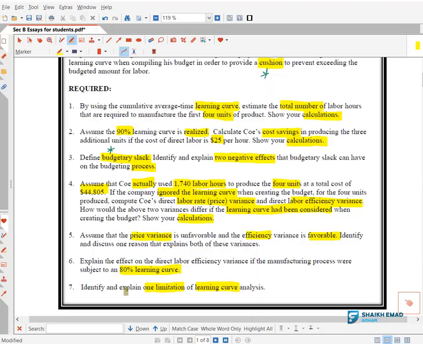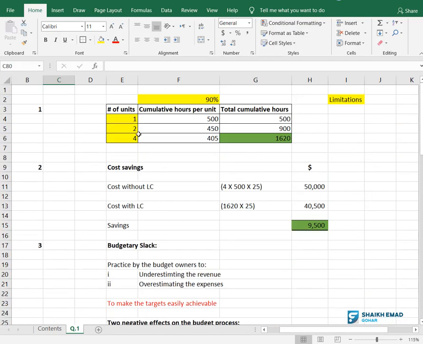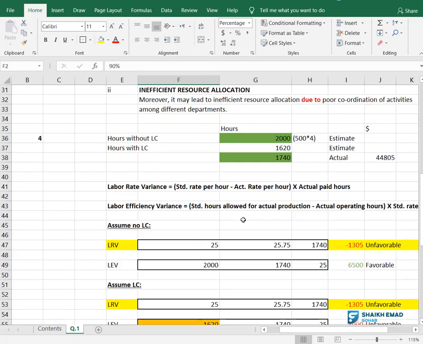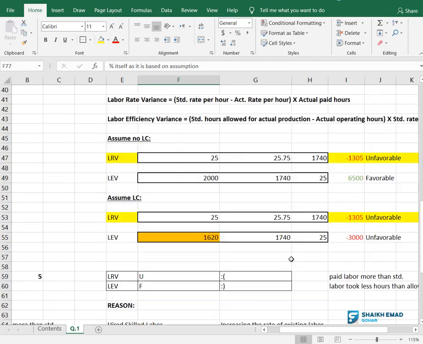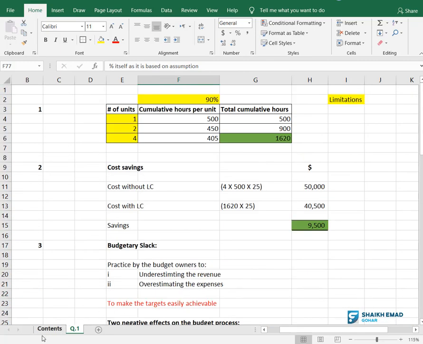Okay, what is the last question of this essay? They say one limitation of learning curve. You know already. Remember I told you in the start, two limitations. What was the first one? The first one was that learning curve happens when the units double. This is a limitation. The second limitation is this percentage itself. It is your estimation. So I wrote here both of them. Percentage itself is based on assumption, and the assumption that every time the units will double is also a limitation. Got it, everyone? So this is the conclusion of your essay question, Coe Company.